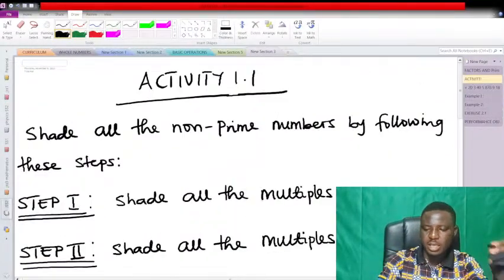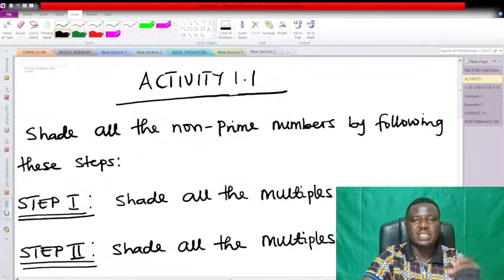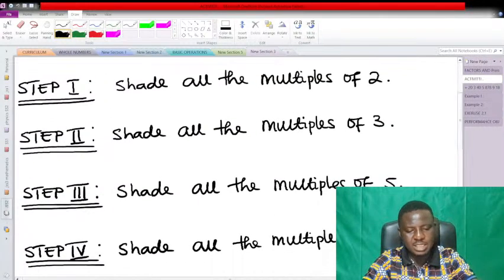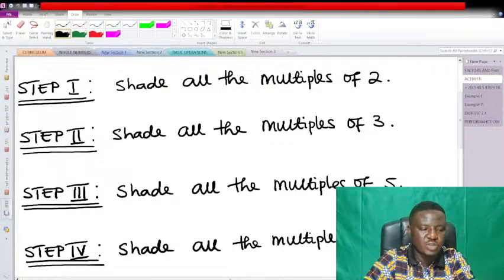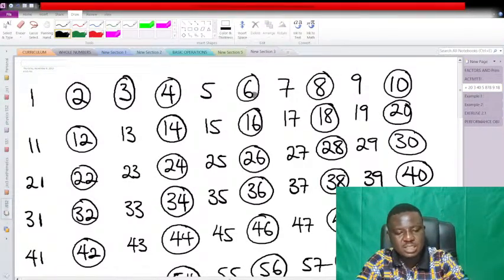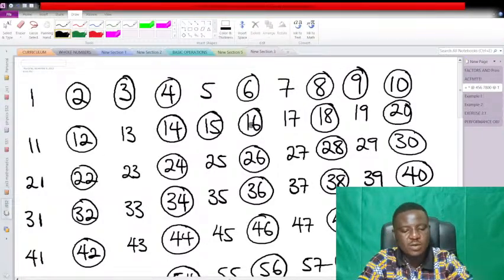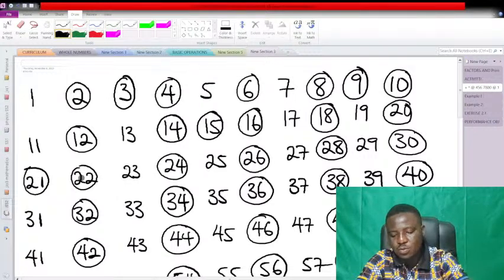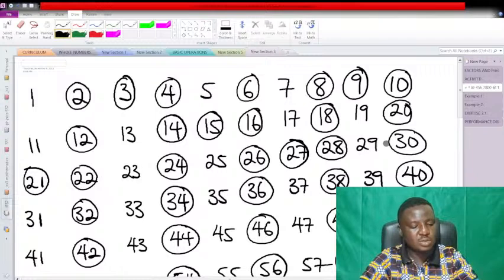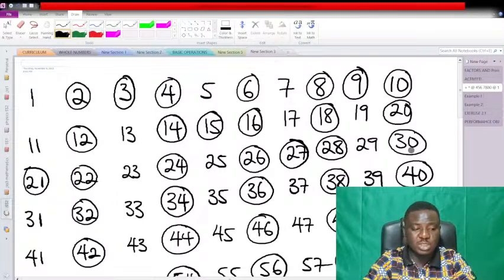So we have taken the first step in trying to write out all the prime numbers. The first step says shade all the multiples of 2. That we have done. The next step is shade all the multiples of 3. So multiples of 3, beginning from 3, we have 3, 6 has already been shaded, 9, 12, 15, 18, 21, 24, 27, 30. Just be skipping every 3.